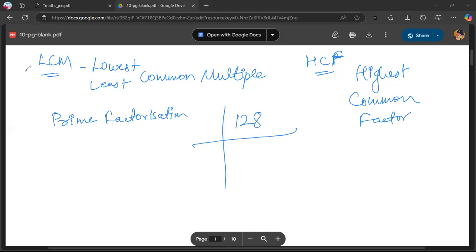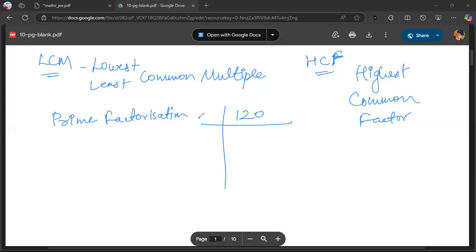Or let's take something else, something more hard. Could you suggest some number? Any number of digits. Then 100 or yeah, 120. Yeah, 120. So what we'll do, we'll start with the lowest prime number.